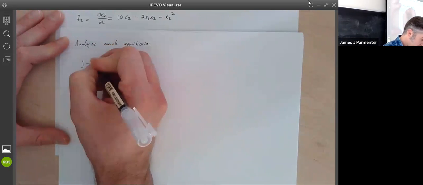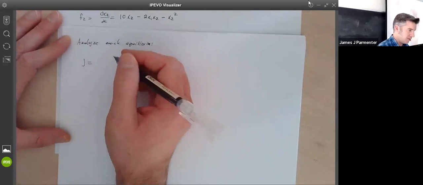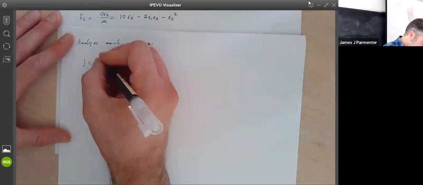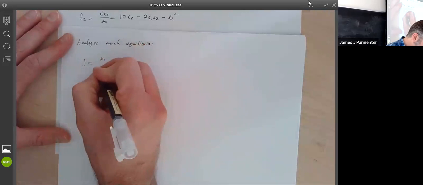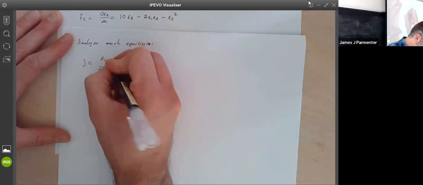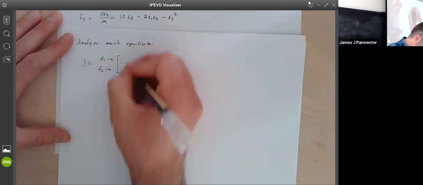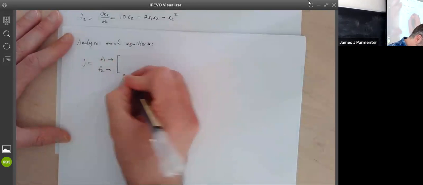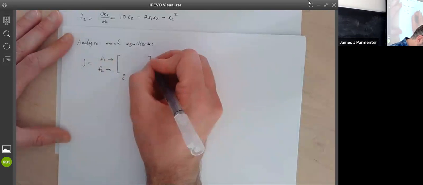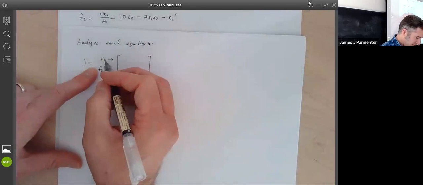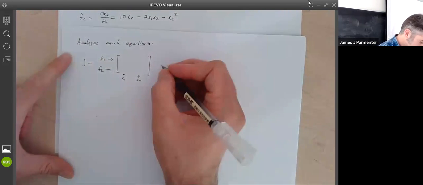So our Jacobian is, and again, this is where I don't want to write out everything. I just want to say I know I need F1 in the first row, F2 in the second row, and then x1 in the first column, x2 in the second column. I probably didn't give myself enough room here. Let's make this matrix a little bit bigger.